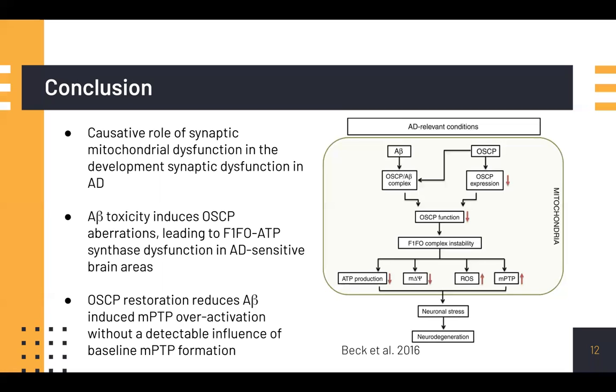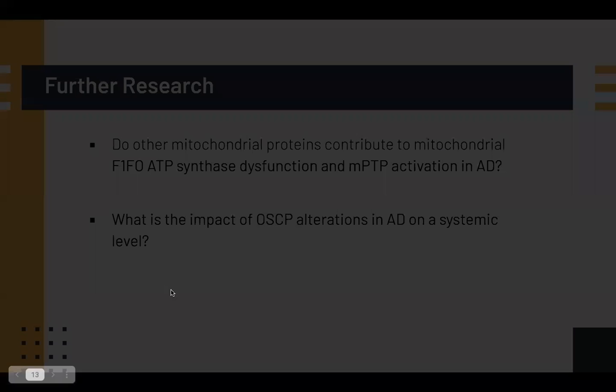Additionally, it was found that downregulation of OSCP in neuronal mitochondria significantly sensitized MPTP formation, a well-documented key mitochondrial dysfunction in Alzheimer's disease. OSCP restoration reduces amyloid beta-induced MPTP overactivation and preserves synaptic function without having a detectable influence on baseline MPTP formation and function required under normal physiological conditions.